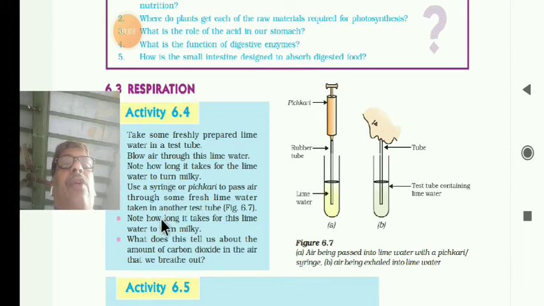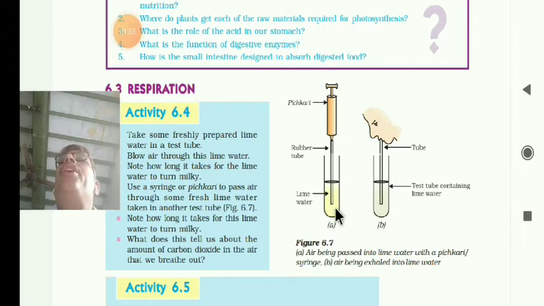Now you have to give the answer. What have you done? First of all, take freshly prepared lime water in the test tube, then blow air through this lime water. Now note down the time, and use a syringe to pass air through the lime water. Note down how long it takes for the lime water to turn milky. See here A and B are given. This one is the pichkari and this one is blowing air through directly.